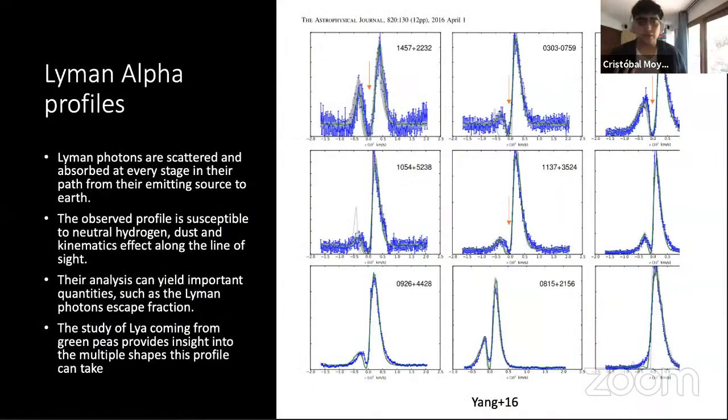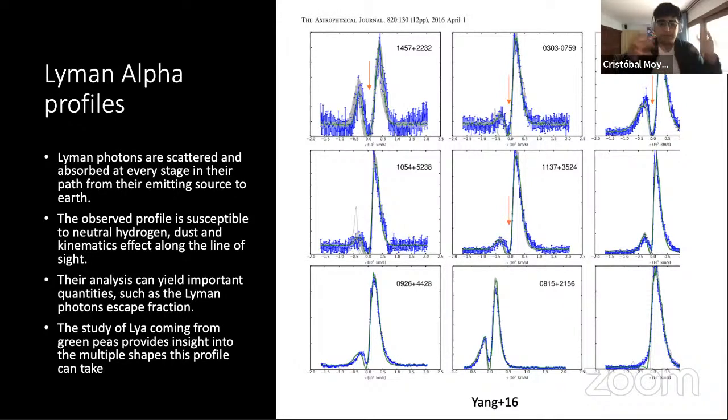So the first thing that I want to talk about is Lyman-Alpha profiles. Lyman-Alpha profiles observed in the local universe in Green Pea galaxies, such as the one that I'm showing you here. This is a figure from Yang and collaborators 2016. You can see that you often find these double peaks in your Lyman-Alpha lines. The reason that you find this is due to radiative transfer processes.